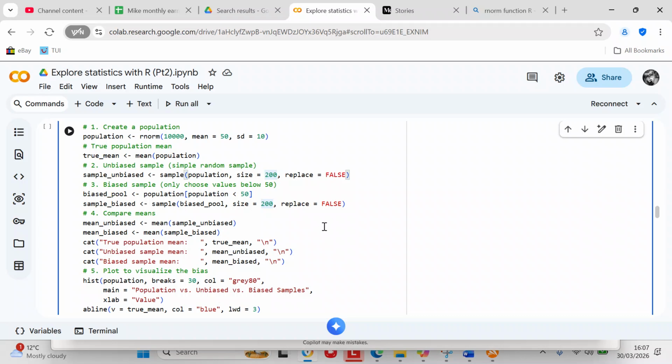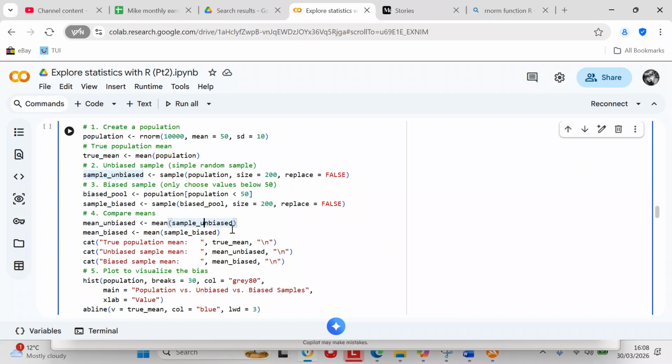And so sample bias becomes sample, brackets, bias pool, that's your population, comma, size equals 200. So the size is going to be 200 samples, comma, replace equals FALSE. So you're not going to replace it. That's going to be a bit unusual to work with since you're sampling without replacement, and if the population is below 50, then it's going to be 1 to 50. But let's go ahead and carry on with this experiment.